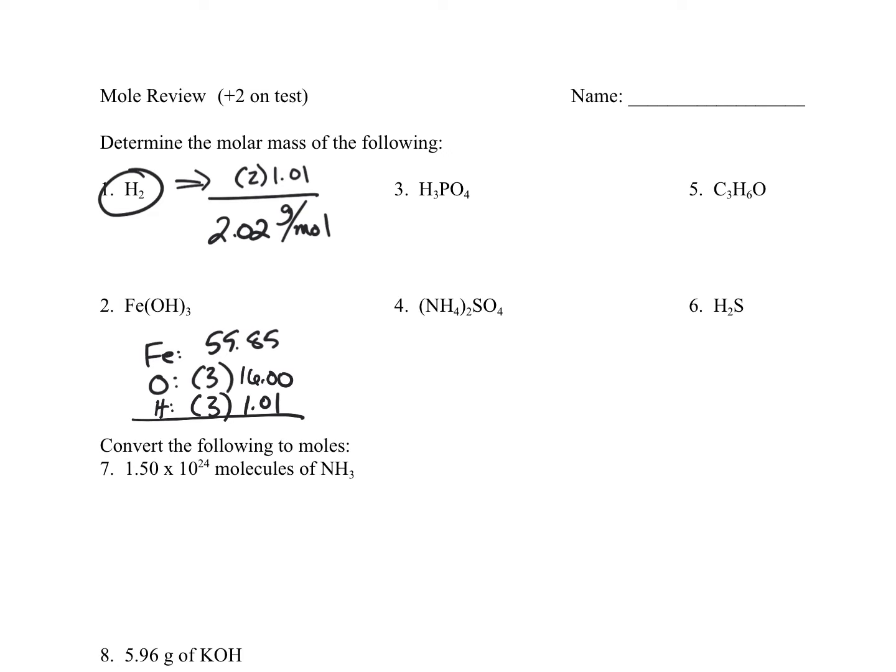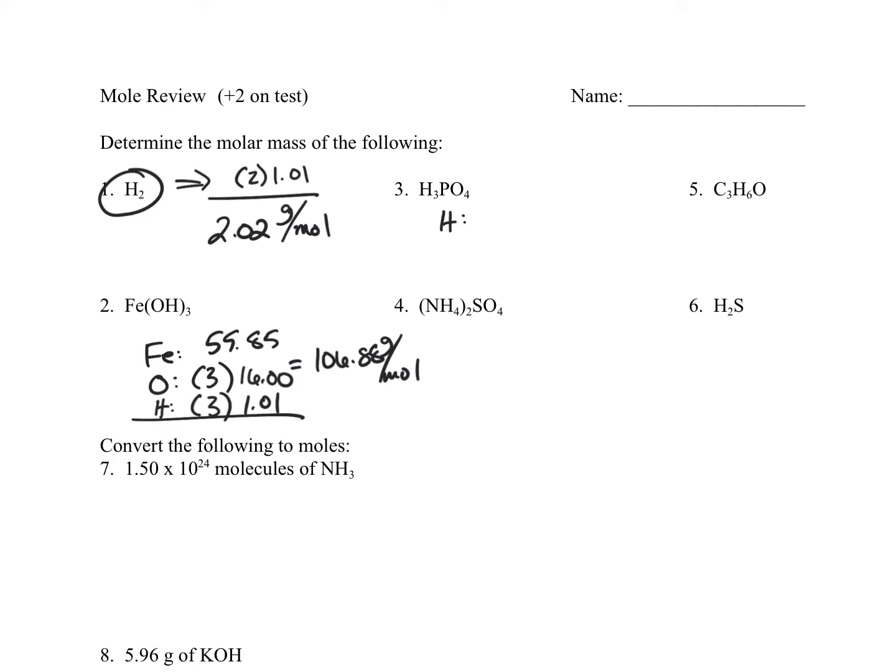So then you need a calculator, and you are going to add 55.85 plus 3 times 16, so plus 48, plus 3.03, and the total mass for iron(III) hydroxide is 106.88 grams per mole.